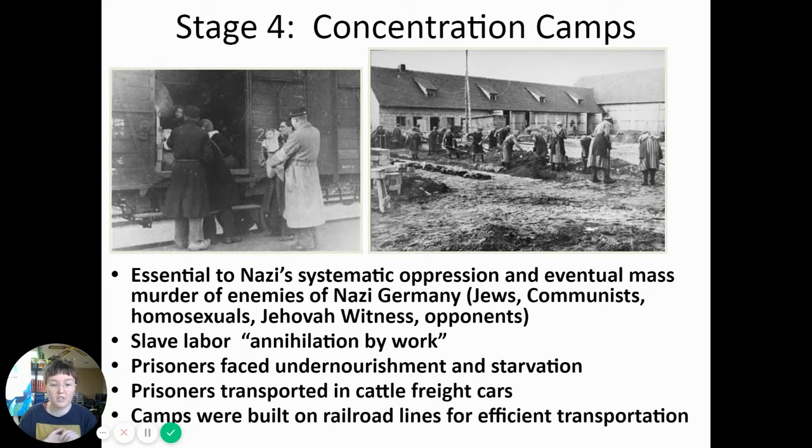They were undernourished, some of them starved to death. They were transported in cattle freight cars, so just like they were livestock, they'd be put into these cars and moved along. It wouldn't be very comfortable at all. And the camps were also built on railroad lines so that transport would be efficient.